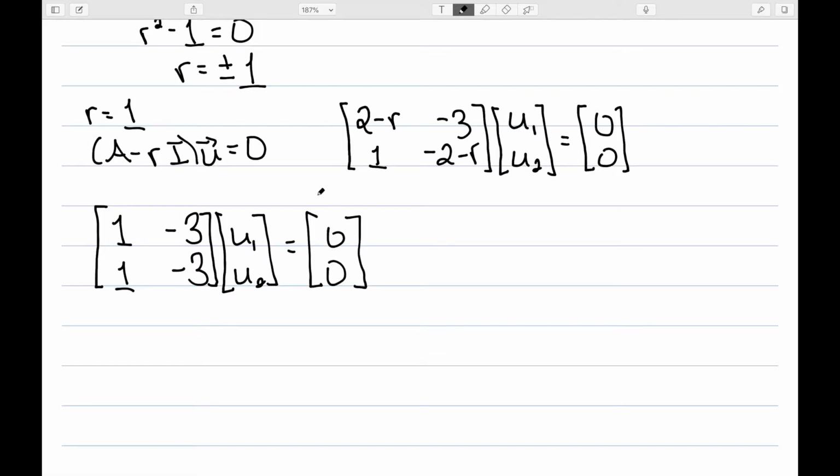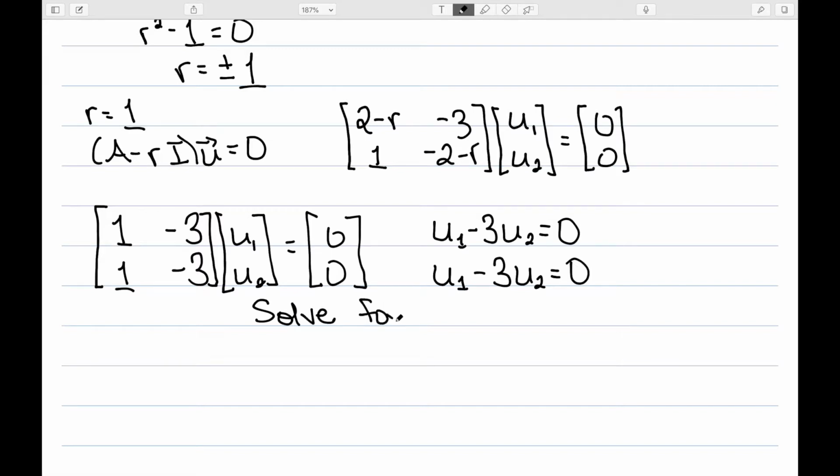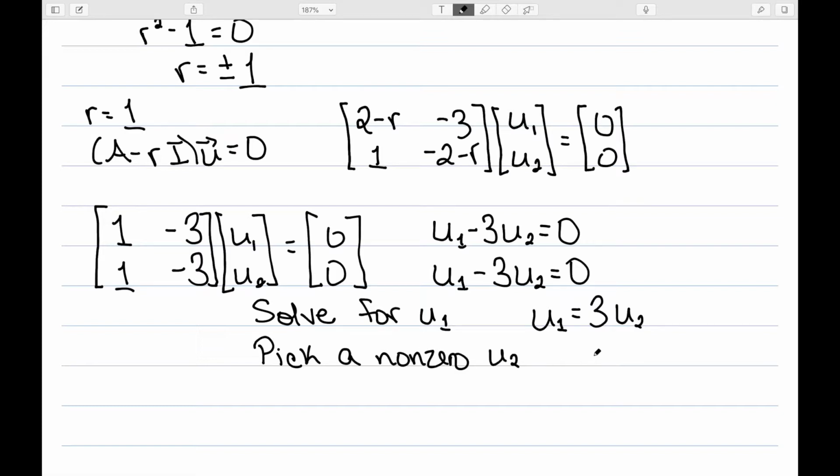This essentially gives us two equations. If I multiply out this left-hand side, I get 1 times u1 minus 3 times u2, and that should be equal to 0. If I solve the second equation, I get the same thing, so this is just the same equation repeated. So I'm going to solve for u1: u1 is equal to 3u2. Then I'm going to pick a non-zero u2. It doesn't matter what you pick, you'll get the same answer in the end anyway, but we want to pick something that is not 0. I'm going to pick 1. If u2 is 1, then u1 would be 3 times 1, so my vector u here would be [3, 1].